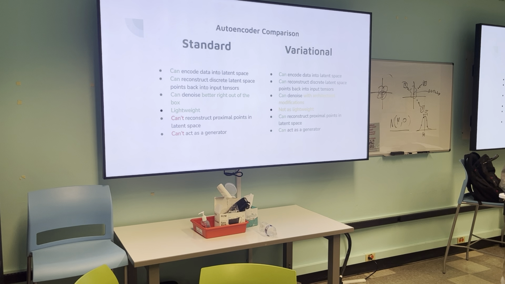With the variational one, you're trading off a little more complexity for a little more ability, which is how it tends to be in deep learning, right? You can denoise with some modifications to the architecture, so it can still do everything a standard autoencoder can do, but it's not going to be as lightweight. You'll need to do a little more manual engineering to get it to behave the way you want. So those are the comparisons.